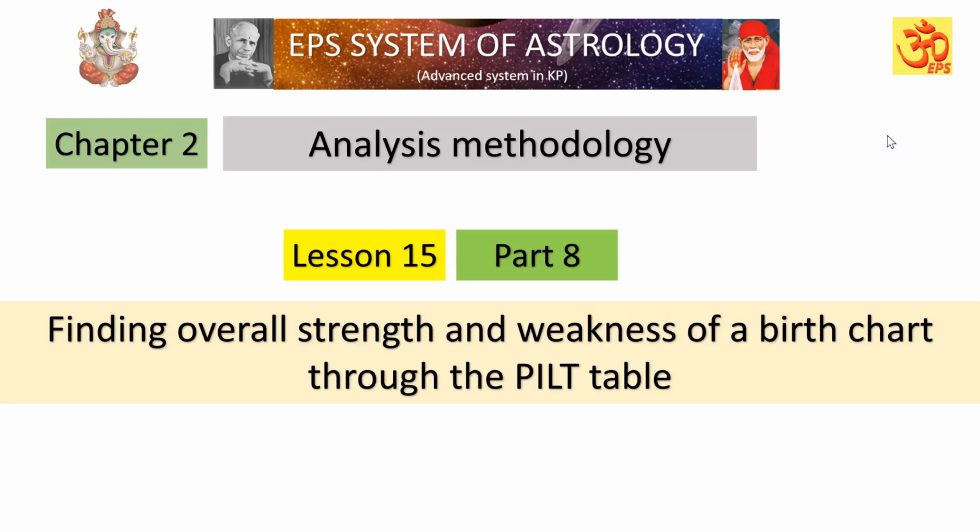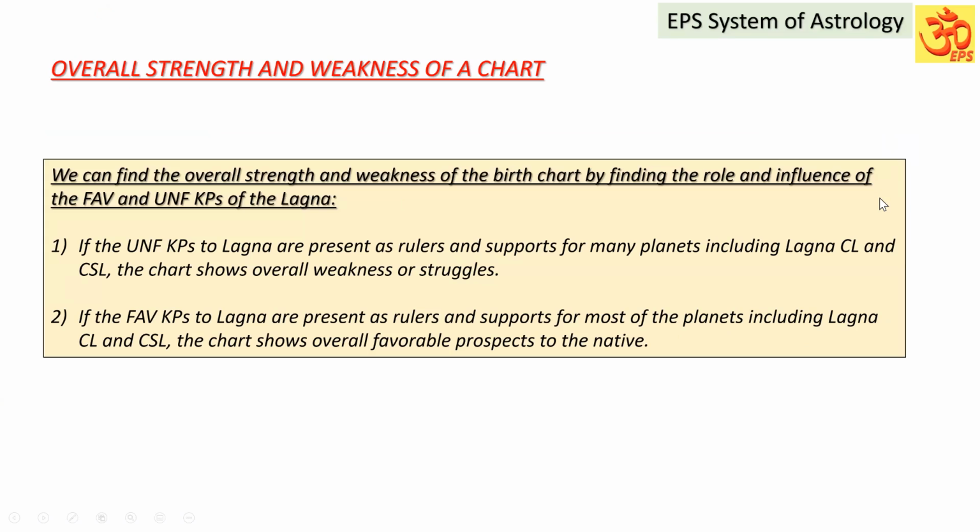Lesson number 15, part 8: finding overall strength and weakness of your birth chart through the PILT table. We can find the overall strength and weakness of the birth chart by finding the role and influence of the favorable and unfavorable key planets of the Lagna.